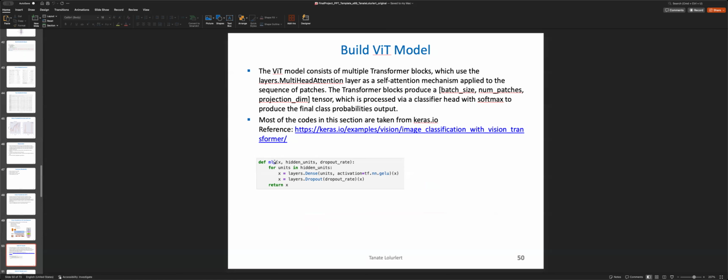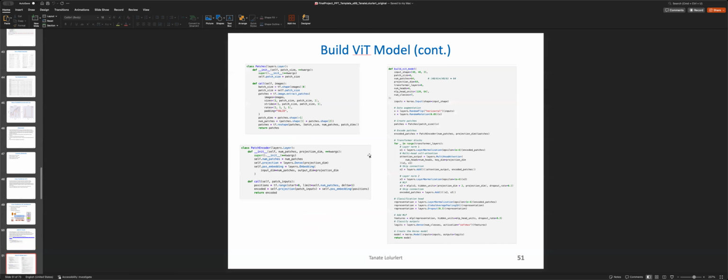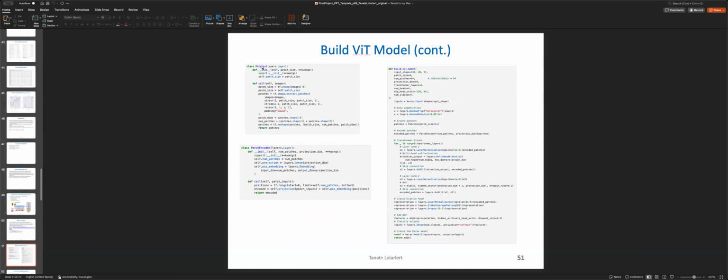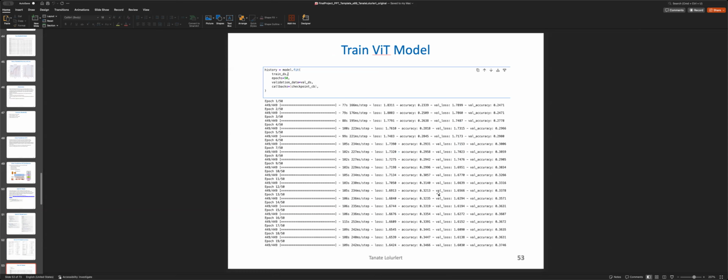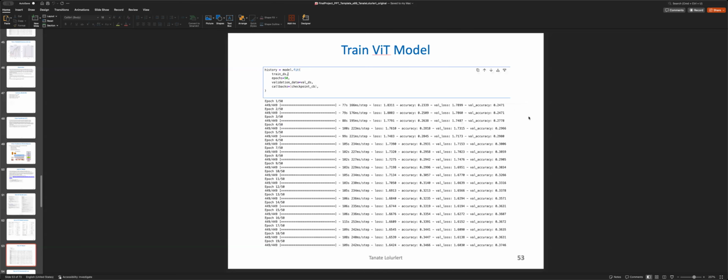I have the helper function, multi-layer perceptron, and two classes for patches and patch encoder. And in the build model, I have the multi-head attention for the self-attention. And this is a model summary. You can see the trainable parameters are about 500,000, much lower than the ResNet50 at about 23 million parameters. I trained for 50 epochs.